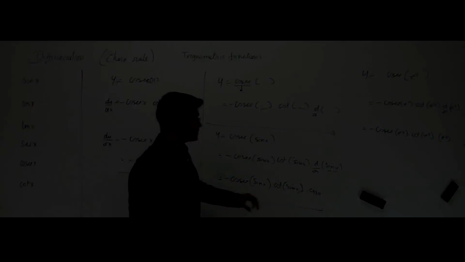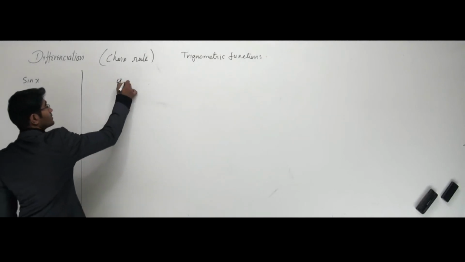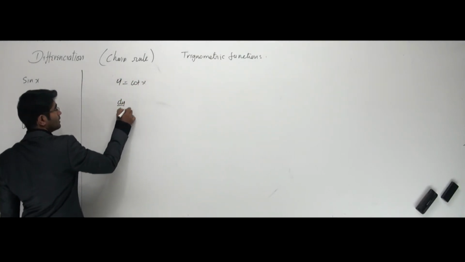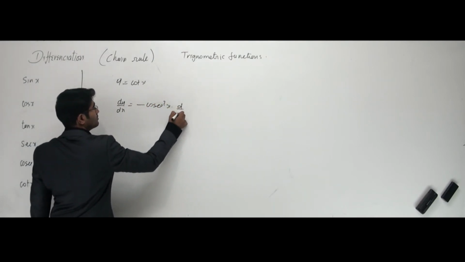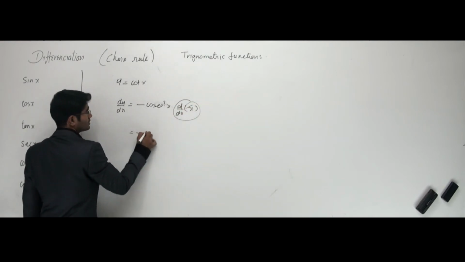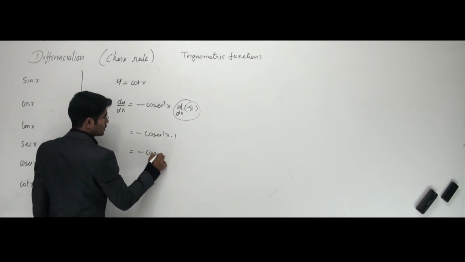The last one here is cot x. Let's see how to work with that. All right, the last thing here to know is cot x. Let's say y is equal to cot x is what we need to know. How do you differentiate that? dy by dx would be minus cosecant squared x into d by dx of x. Okay, we don't write this again. That is 1. That is cosecant squared x into 1. That is minus cosecant squared x.